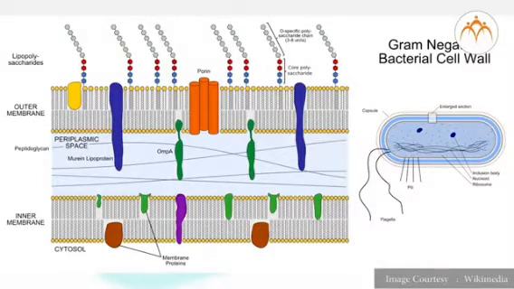In prokaryotes, the cell wall is made up of two layers. The inner layer is made up of peptidoglycan and outer layer is composed of lipoproteins and lipopolysaccharides. In fungi, it is made up of chitin, a derivative of glucose.